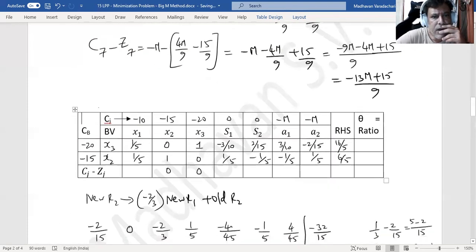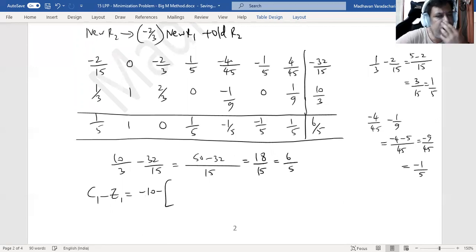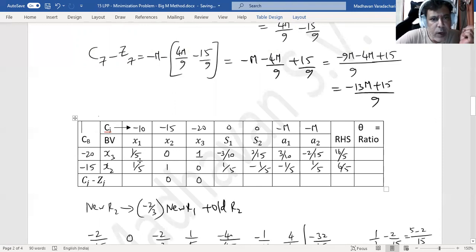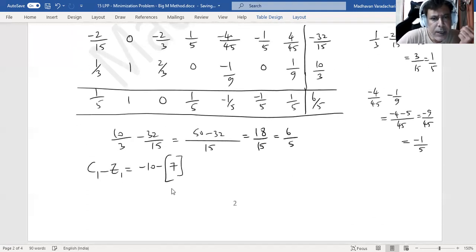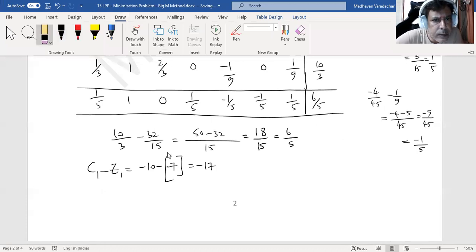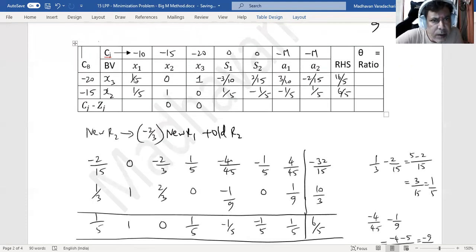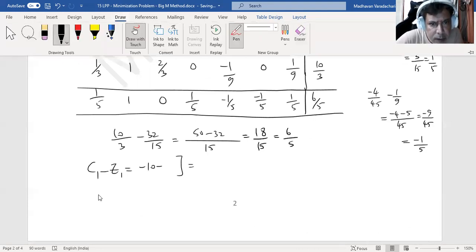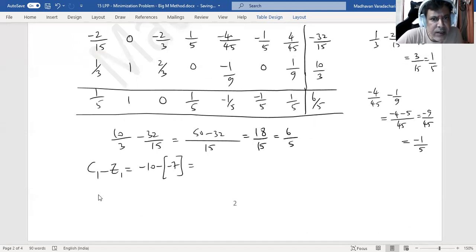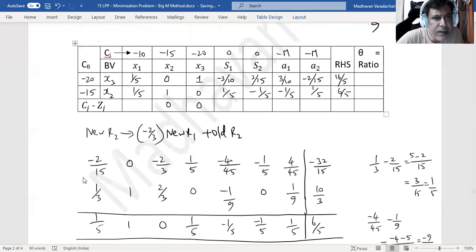What is C1? C1 is negative 10 minus of, what is Z1? Minus 20 into 1 by 5, it is minus 4. And this is minus 3. Minus 4 minus 3, it is minus 7. I'm sorry. Minus 20 into 1 by 5 is minus 4. This is minus 3. Minus 4 minus 3 is minus 7. That means minus of minus 7 is plus 7. So it becomes ultimately minus 3. So the first element is minus 3.